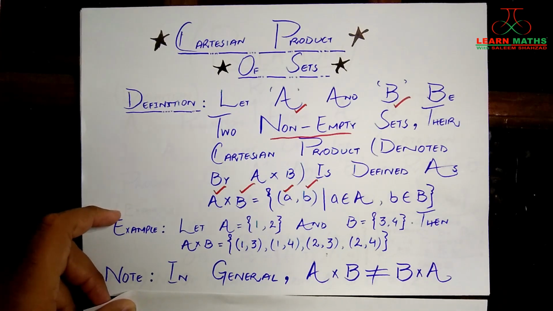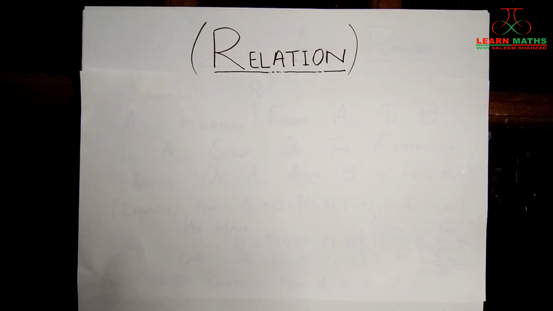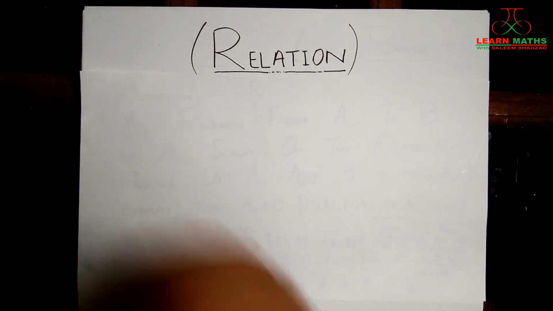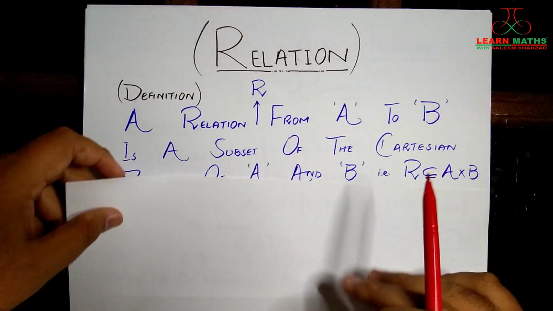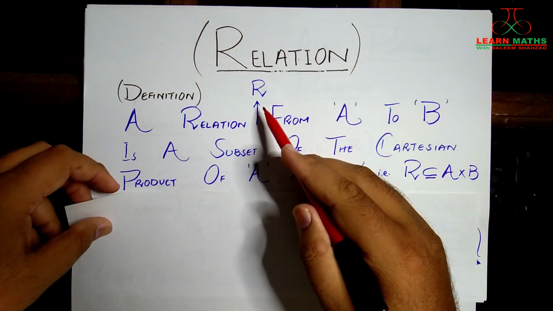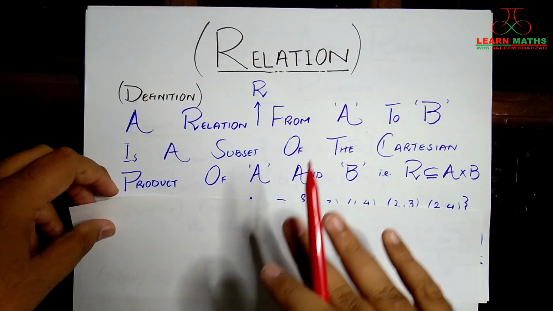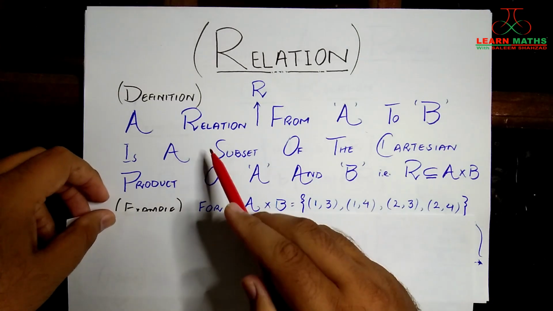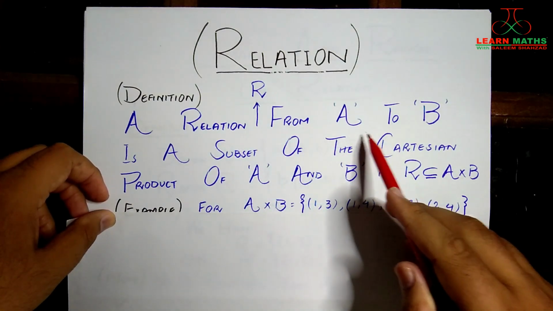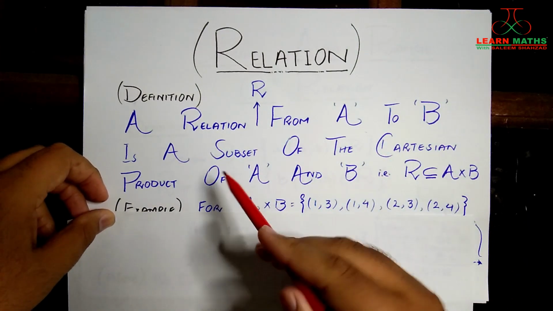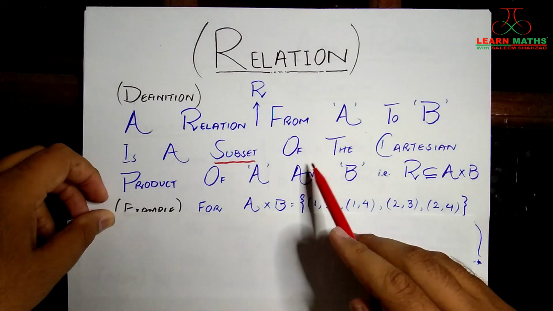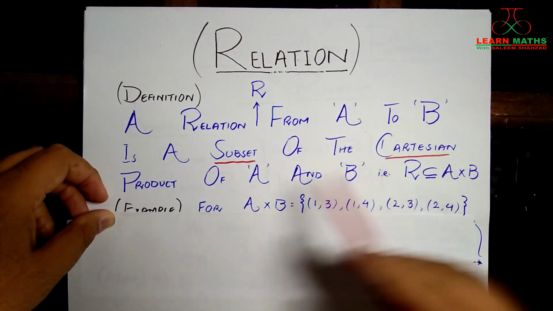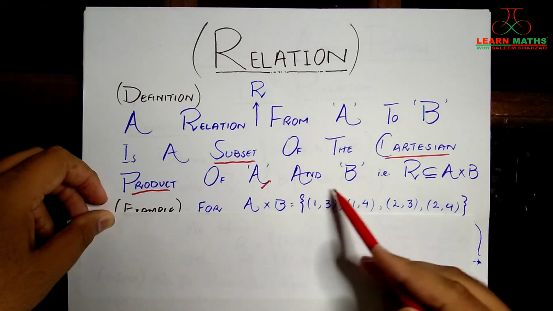Alright, ladies and gentlemen, let us define what a relation means. Now a relation R, we usually denote it by R, but this is not necessary. You can name it by any alphabet. So a relation R from a set A to B is a subset, this word is important here, of the Cartesian product of A and B.